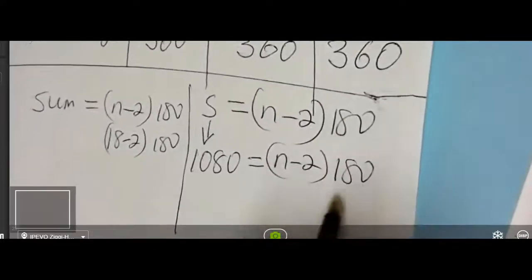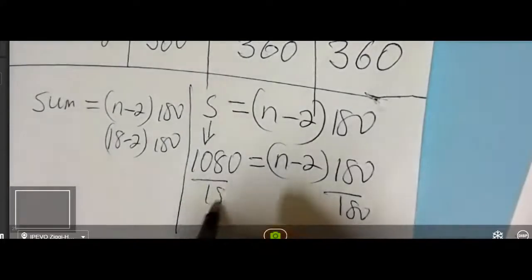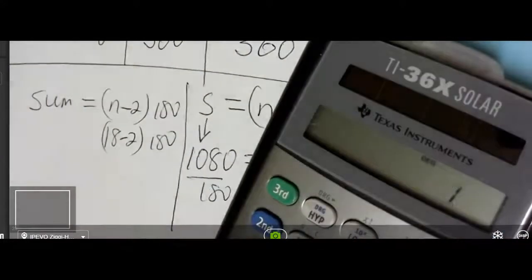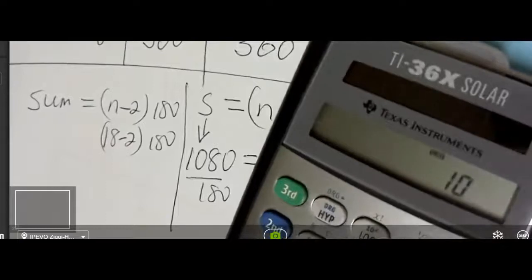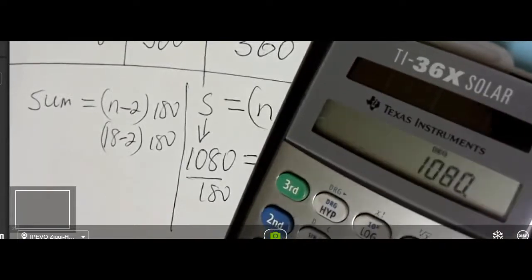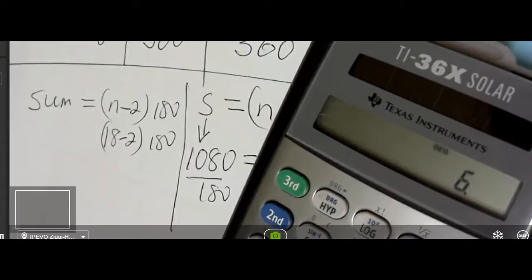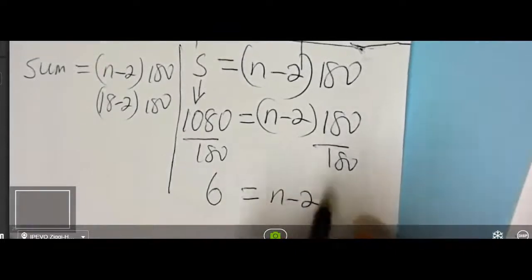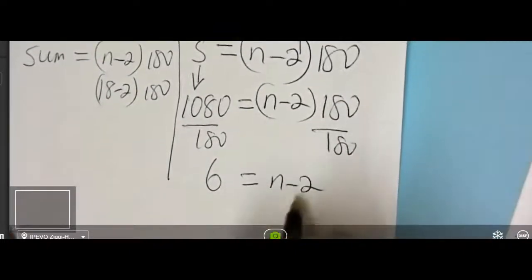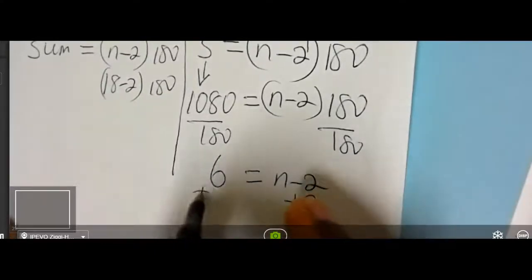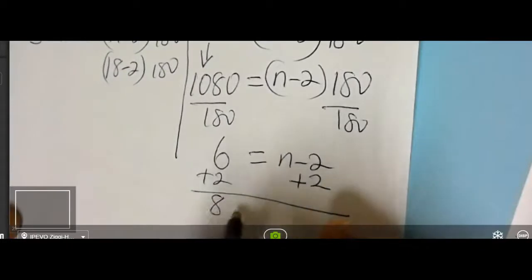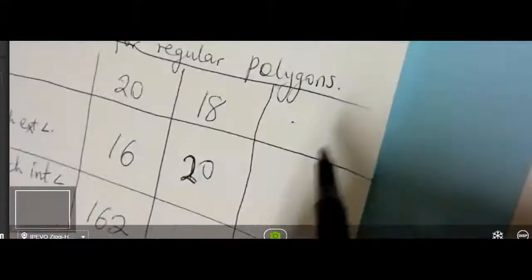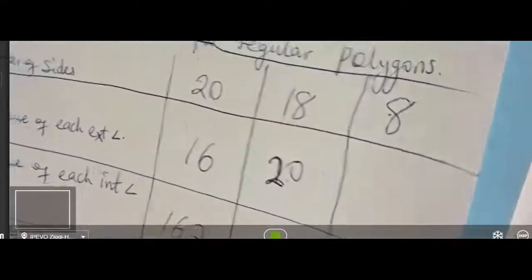Now we can divide each side by 180. So 1080 divided by 180 is 6. Okay, so 6 equals n minus 2. The right side becomes 1 times n minus 2. Now we can add 2 to both sides. That gives us 8. So it will have 8 sides, and that's an octagon.